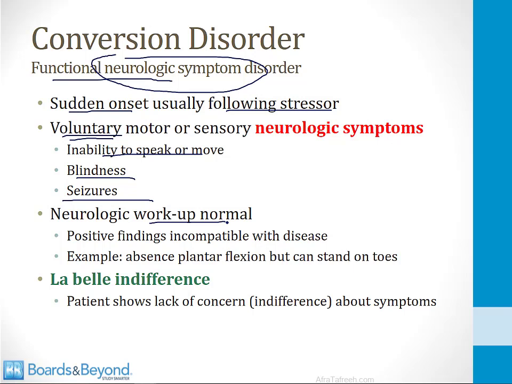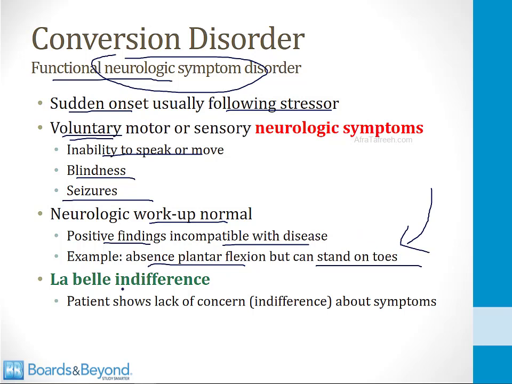A classic thing to see on exam is a positive finding that's incompatible with disease. So, for example, if you ask the patient to lie on the table and they say that they cannot plantar flex, but then when you have them stand, they're able to go up on their tiptoes. This is incompatible with disease. If you can't plantar flex, you can't stand on your tiptoes. And this is the type of thing that you can see in someone who has a conversion disorder.